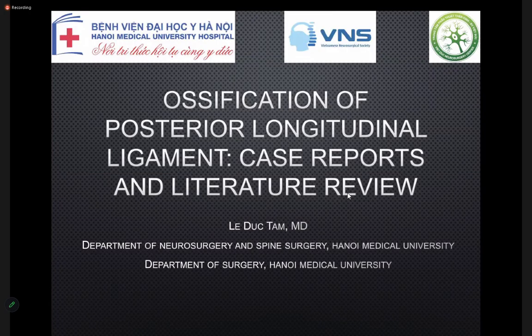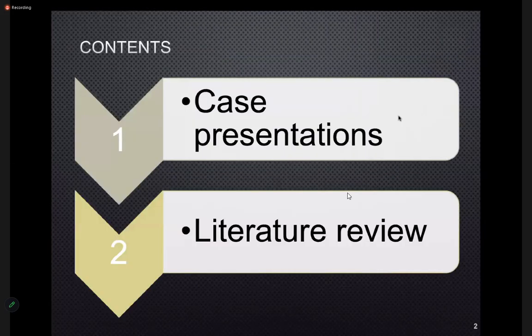My presentation today is entitled Ossification of Posterior Longitudinal Ligament, some key reports and a short literature review. My presentation has two sections: the first one, key cases, and the second one, the short literature review.